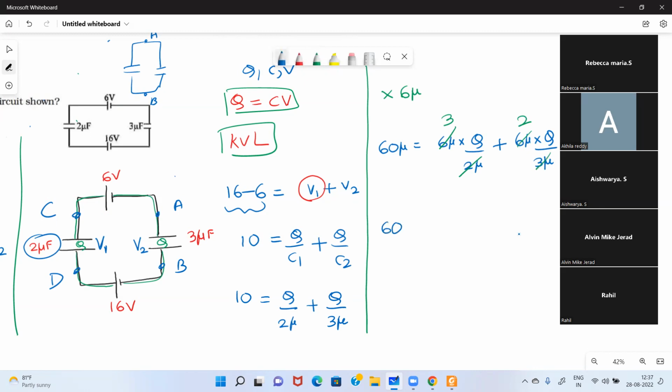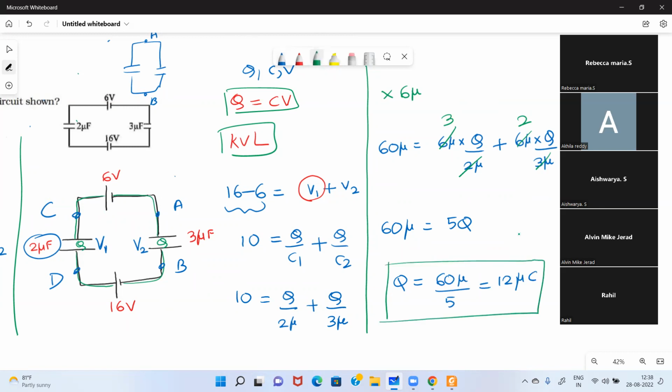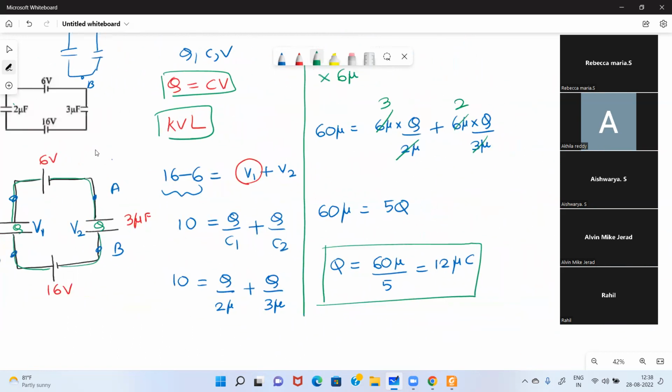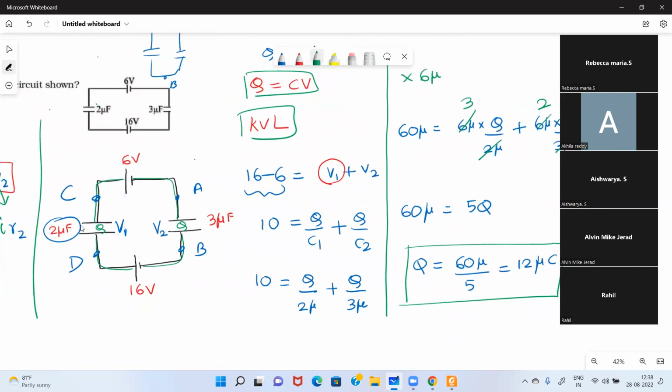So 60 micro is equal to 3Q plus 2Q. What is it? 5Q. So what is Q equal to? 60 by 5. So it will be 12 microcoulomb. Yes or no? Yes, sir. So what is asked in the question? Potential difference across 2 microfarad is asked. Potential difference across 2 microfarad is how much?